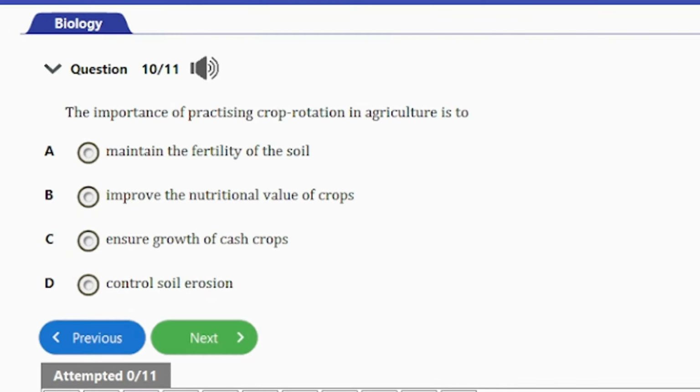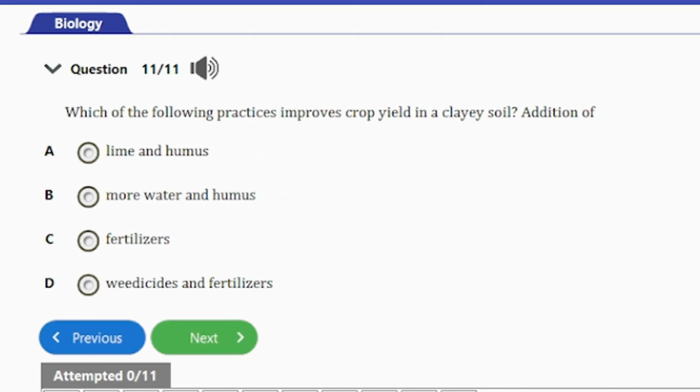It says, the importance of practicing crop rotation in agriculture is A. maintain the fertility of the soil, B. improve the nutritional value of crops, C. ensure growth of cash crops, D. control soil erosion. So guys, the importance of practicing crop rotation in agriculture is to maintain the fertility of soil, and that's option A here. So let's consider the next and the last question, guys.